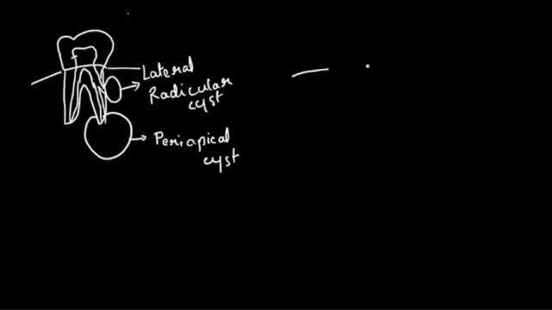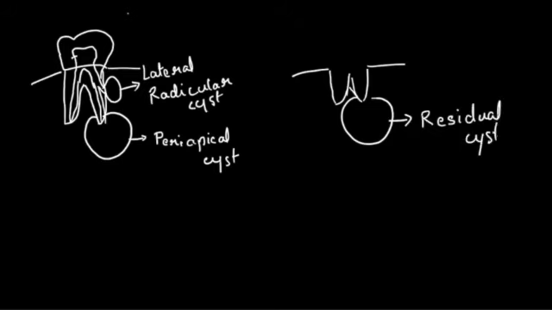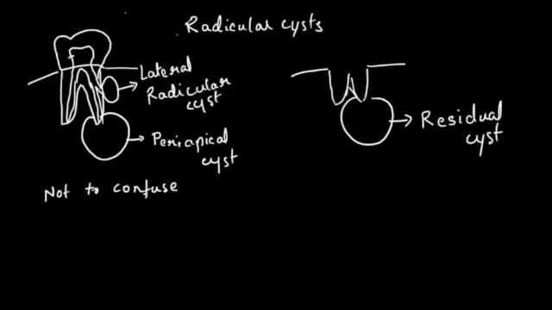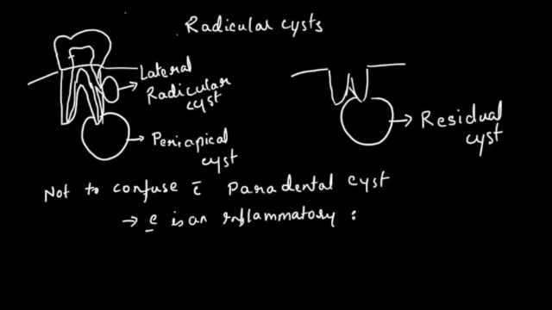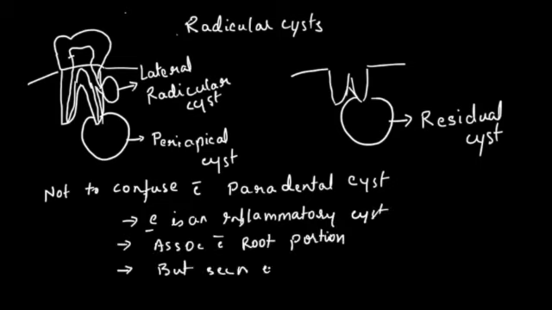Sometimes the cyst will remain even after the removal of the tooth. After the extraction, if the cyst remains, it is called a residual cyst. This cyst should not be confused with paradental cyst, which is also a lookalike, an inflammatory cyst also associated with the root portion but seen with a vital tooth.